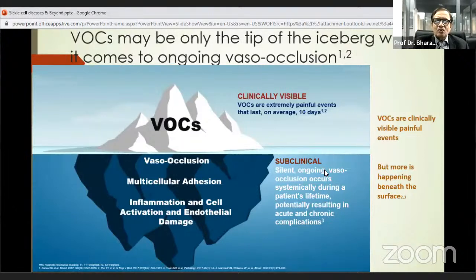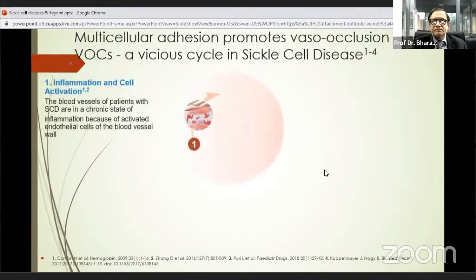So vaso-occlusion may be only the tip of the iceberg when it comes to the ongoing vaso-occlusion in sickle cell disease and the extremely painful events that last an average of 10 days. And subclinical, this is a silent ongoing vaso-occlusion that occurs systemically during the patient's lifetime, potentially resulting in acute and chronic complications.